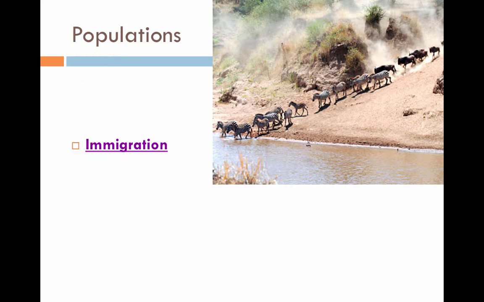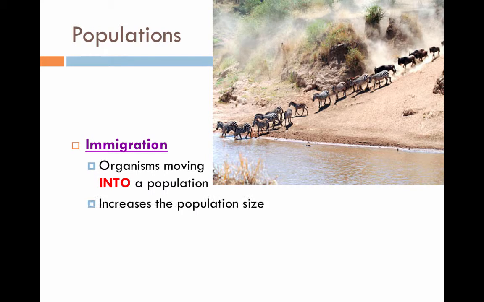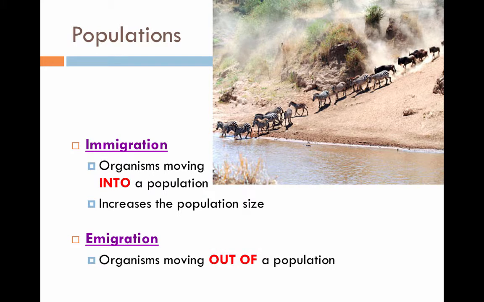Finally, population sizes also change if organisms move into or out of a population. When organisms move into a population, it's called immigration. This increases the population size because obviously organisms are moving into the population, therefore more organisms. Organisms can also move out of a population. This is called emigration. This would decrease the population size. If organisms leave a population, therefore the size of the population would decrease.